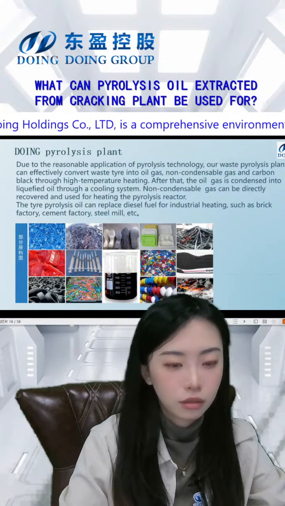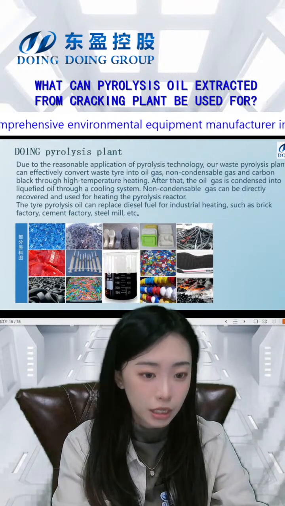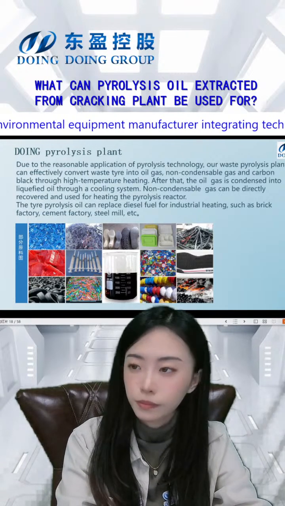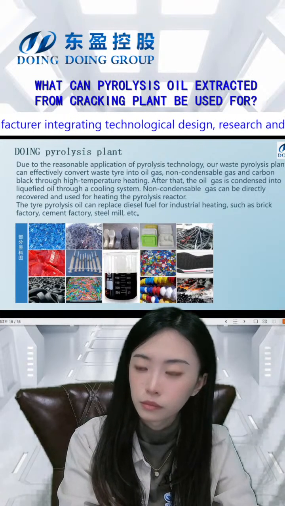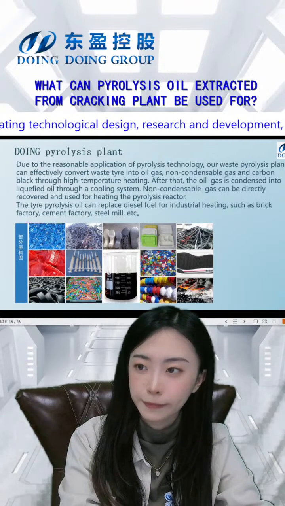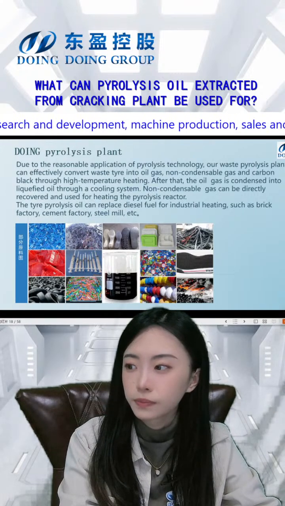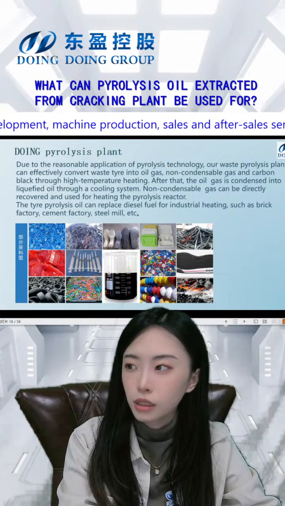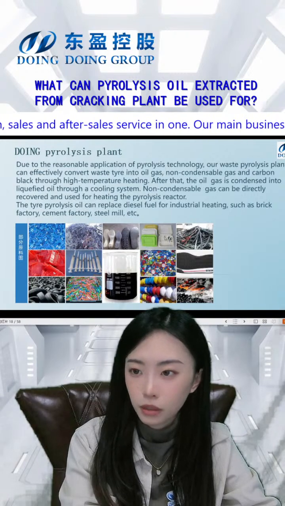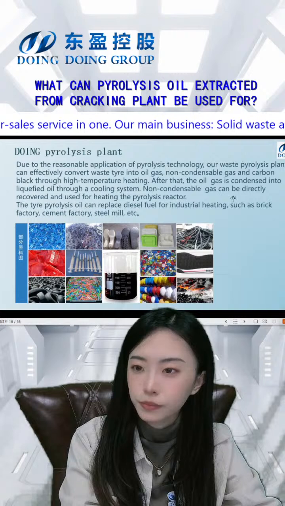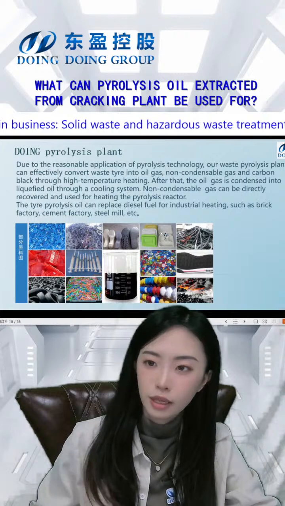And then these are the materials that we can use. Except for tire and plastic, there are many other rubbers that we can recycle. There are also medical waste like needles, plastic bottles, helmets, or some tubes made of rubber or plastic. We can recycle them.